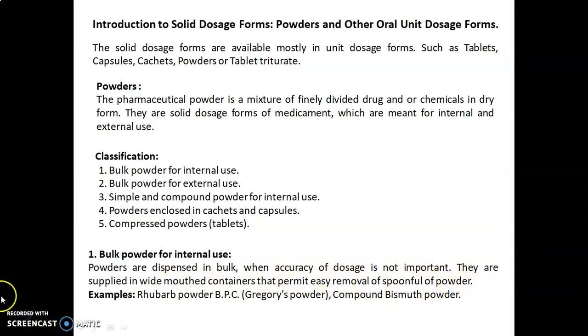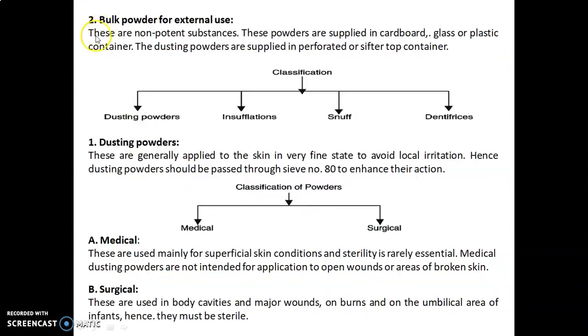Examples of bulk powder for internal use are rhubarb powder, BPC, that is known as Gregory's powder, and compound bismuth powder. Second one, that is bulk powder for external use. These are non-potent substances. These powders are supplied in a cardboard, glass or plastic container. The dusting powders are supplied in a perforated or sifter top container. The classification of this bulk powder for external use is first of all dusting powder, then insufflations, snuffs and dentifrices.